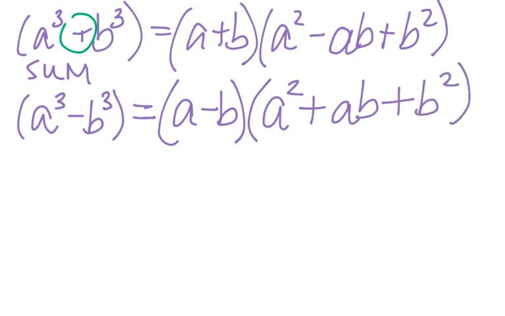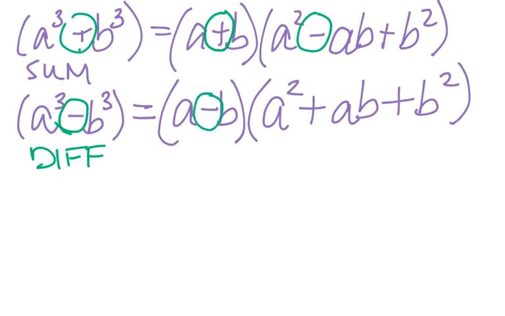So you'll notice for sum of cubes that this first sign here is a plus, and then the sign here is a minus. For difference of cubes, when we start with subtraction, so difference, the first sign here is a minus, the second sign is a plus. So it's switching signs. On both of them, they end with a positive sign. Otherwise, the two factorizations are the same.